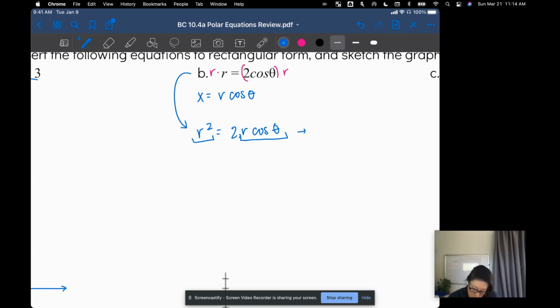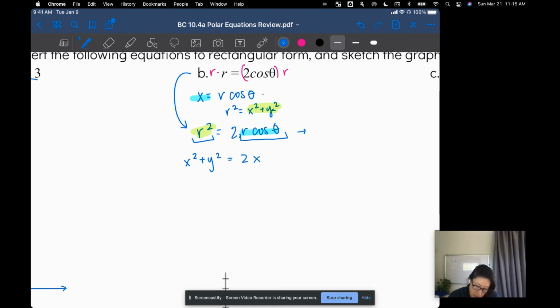So I know that, it's right here. x is equal to r cosine theta, and then r squared is equal to x squared plus y squared. So I can replace my r squared with x squared plus y squared. And I can replace my r cosine theta with x. Okay. So I get x squared plus y squared is equal to 2x.